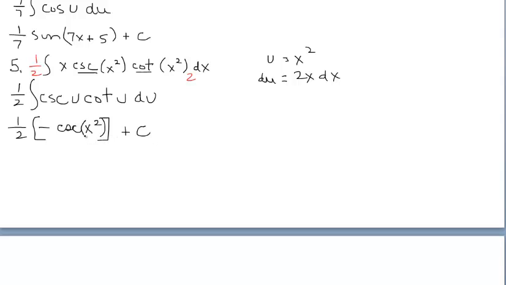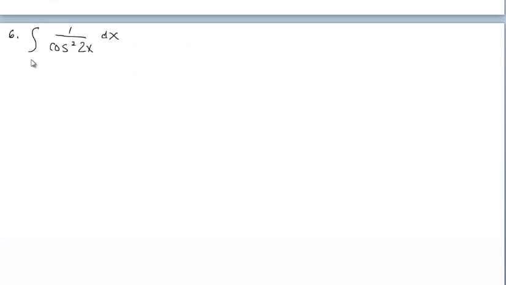So you could check your work by differentiating. The derivative of negative cosecant x squared would be cosecant x squared cotangent x squared, negative, but this negative makes it positive. Derivative of the inside function using the power rule would be 2x. X is present here, and the 2 would cancel with the 1/2, which would take care of not having any multipliers here. So I encourage you guys to, anytime you get a chance, check your work by differentiating.